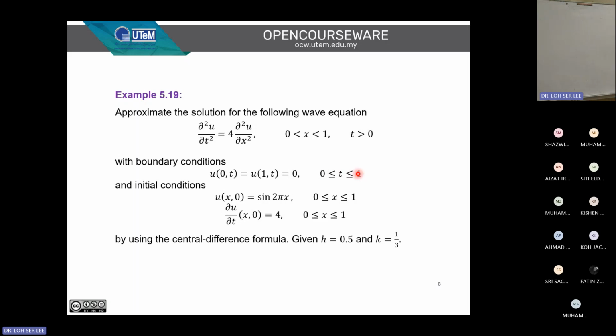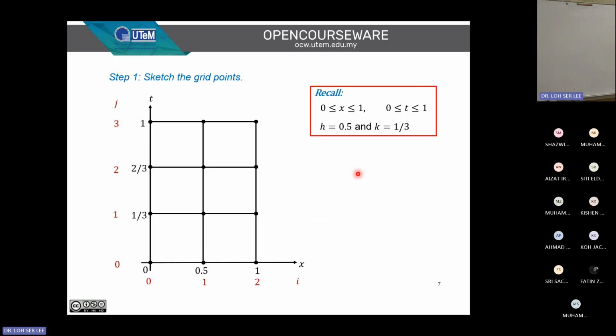The first step is to sketch the grid points. Now your x goes from 0 up to 1 with a step size of 0.5, and your t from 0 to 1 with a step size of 1/3. After you sketch these grid points, label the indexes i and j. This will be used for labeling the internal points later.